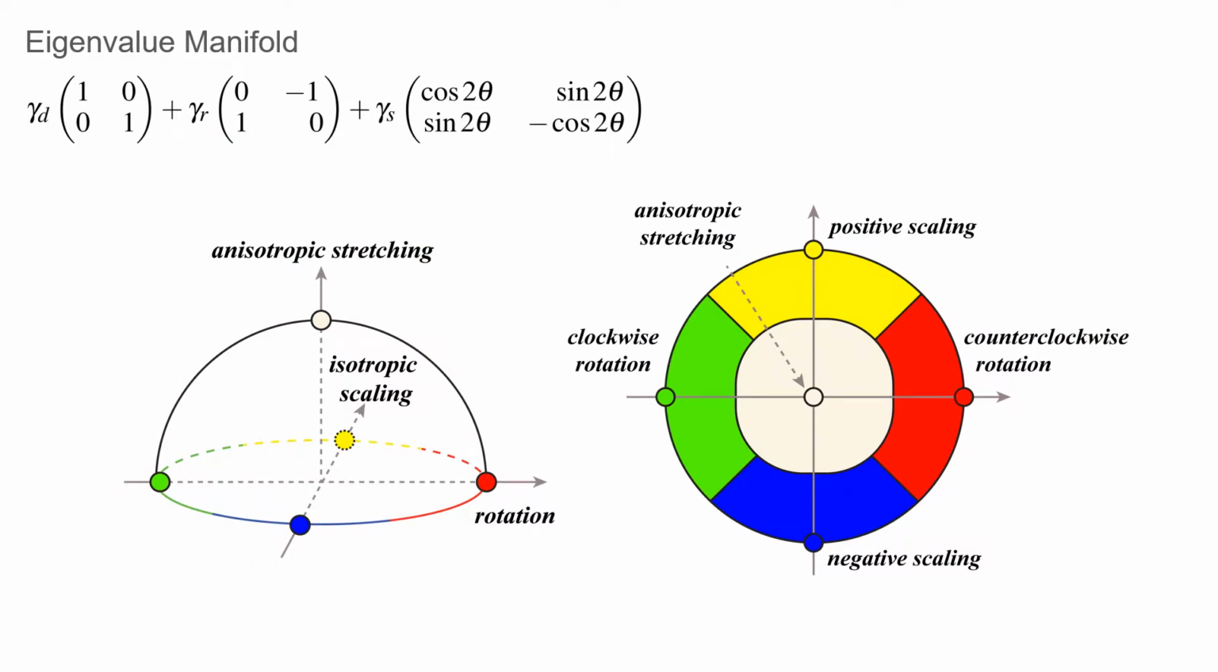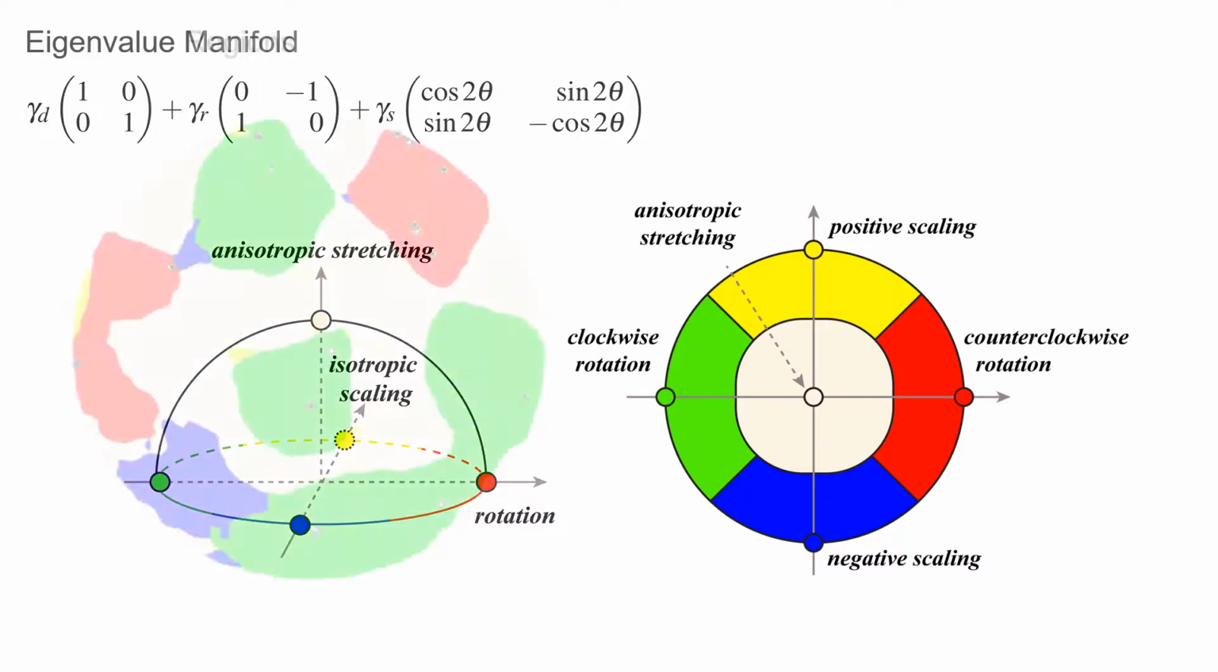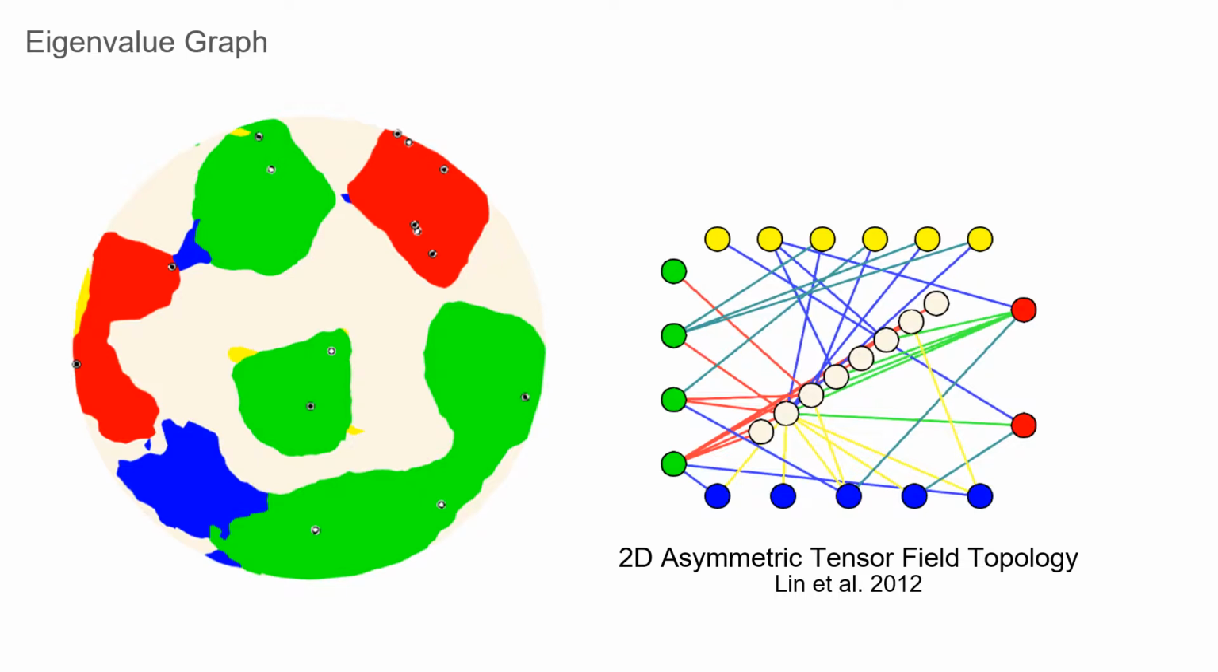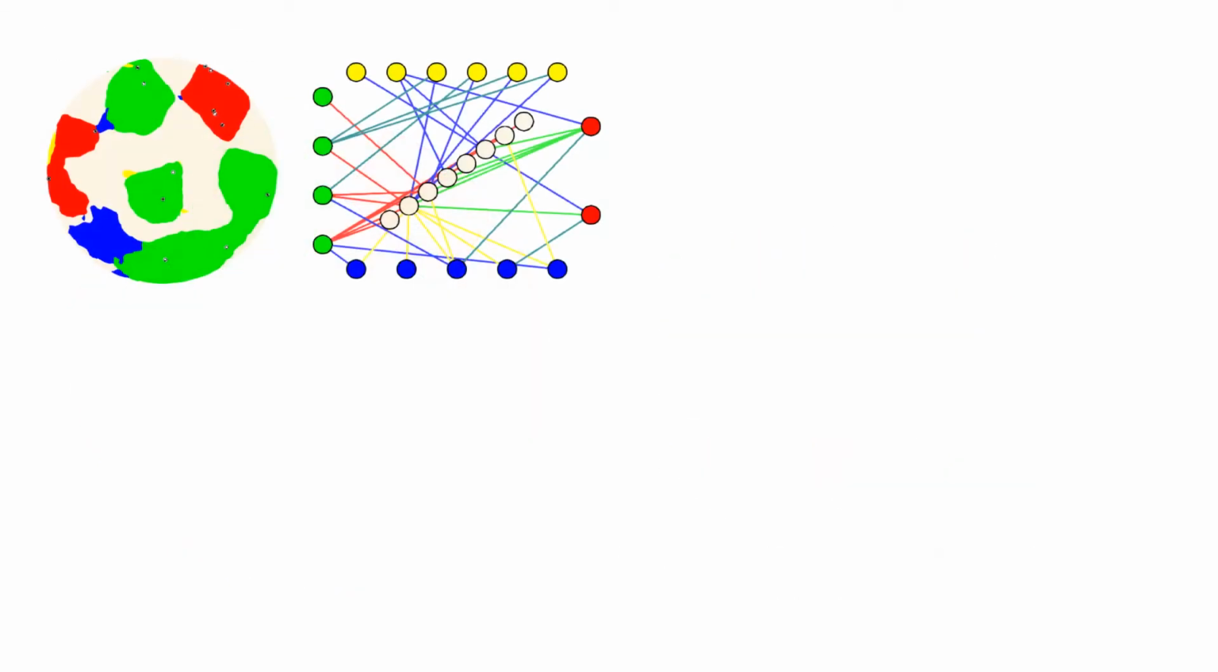For eigenvalue manifold, we have the different regions: positive scaling, negative scaling, counterclockwise rotation, clockwise rotation, and anisotropic stretching. For the same slice of the diesel engine, we show the eigenvalue manifold. The eigenvalue graph also consists of nodes, each of which is a region of the same dominant behavior, and edges that record adjacency information. Here we note that there are often many regions in real-life data.